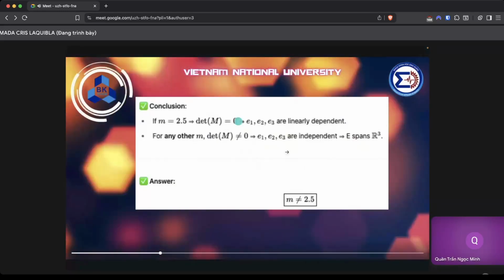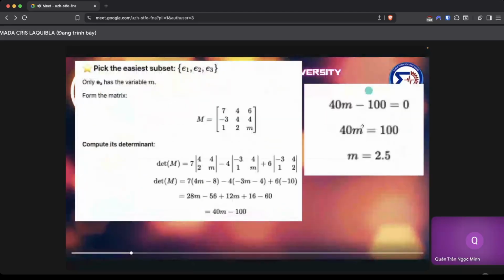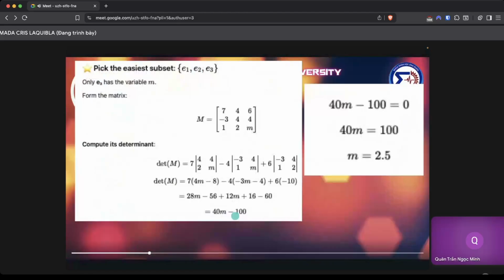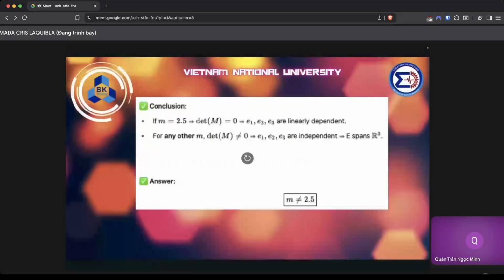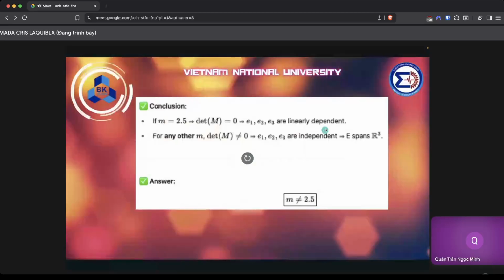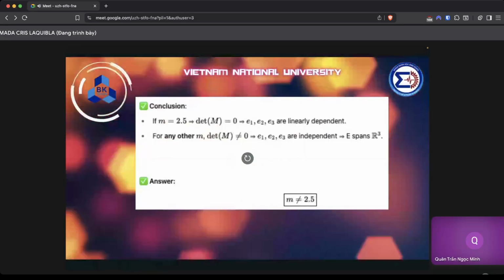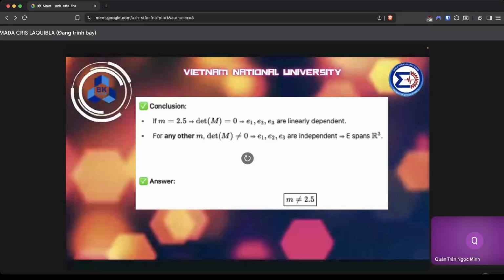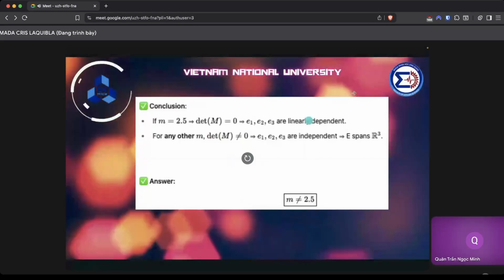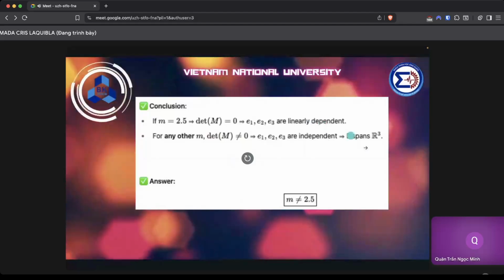The 40m minus 100, you equate that to 0. It's here. 40m minus 100 is equal to 0. So 40m minus 100 is your determinant of m. So if that is your m, the determinant becomes 0. Then E1, E2, E3 are linearly dependent. So it will not span R3 with that m because linearly dependent is not part of the definition of your spans.